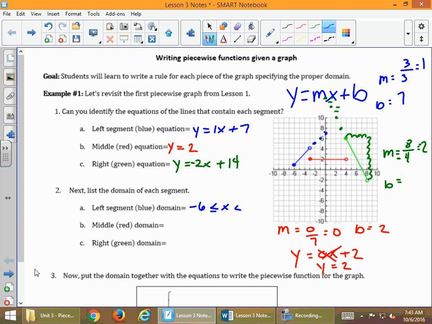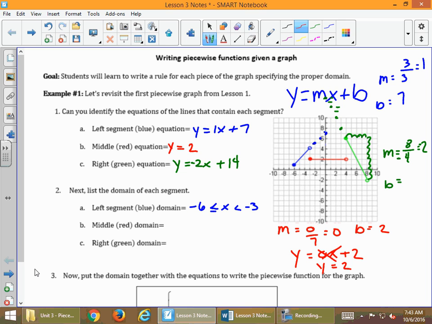We follow the blue line. What x value does it end at? 3. Do we need a line underneath that inequality? Why? Open circle, no line. There's that domain.